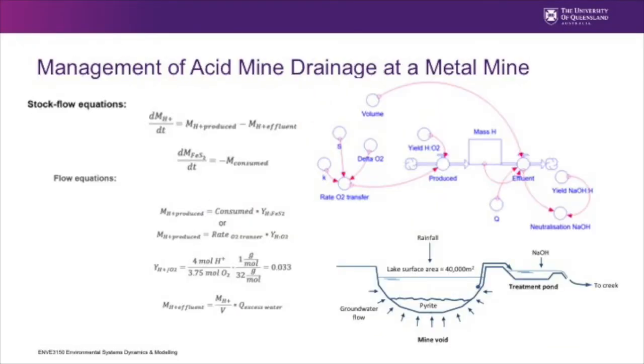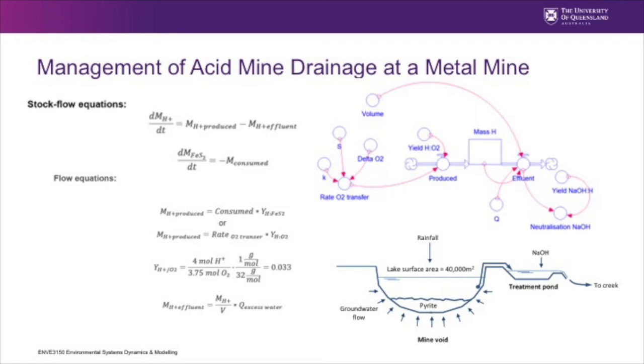Now we're going to set an example of how to start with a Matlab script. So we're going to follow the same example that was previously discussed on the chemical and biological transformations. This is the generation of acid mine drainage, and as stock flow equations, we have the mass of the hydrogen produced that decreases the pH in the system, and that is the problem with the acid mine drainage generation. And the generation is driven by pyrite oxidation.